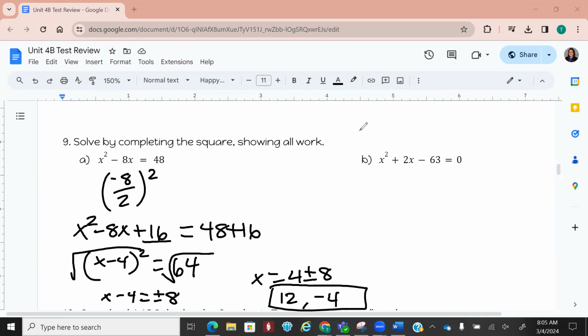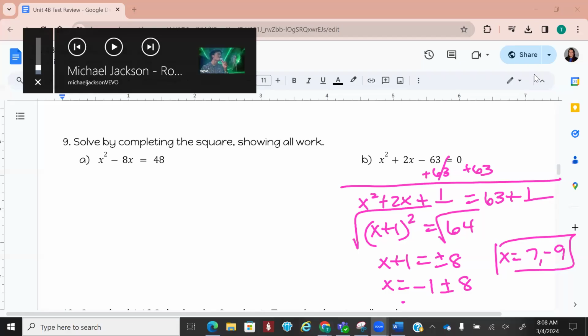I'm seeing a lot of writing, so I want you to try 9b. Remember, move your c term to the other side and then continue the process. So take a second. I got 7 and negative 9. Is that what you got? 7 and negative 9. Yeah? Any questions on that one? No. Cool. Good job.